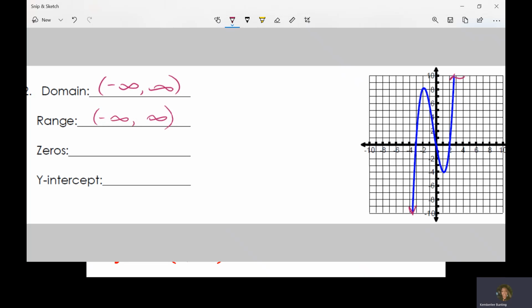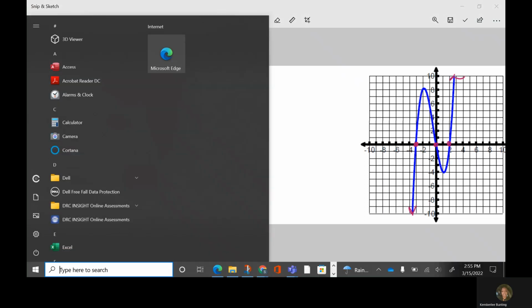Okay? What are the zeros of this function? -3, 0, and 2. Okay? And then finally, what is the location of the y-intercept? (0, 0). Very good. Okay? Any questions or concerns about this one? All right. Here comes number 3.